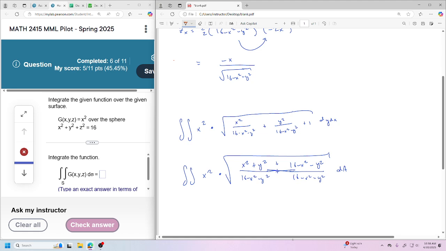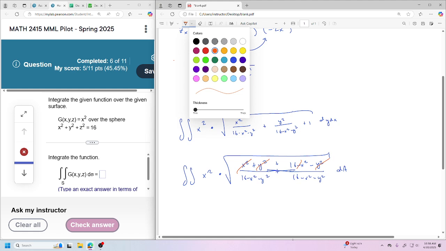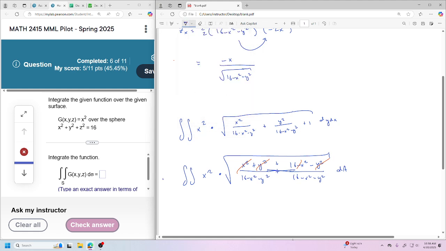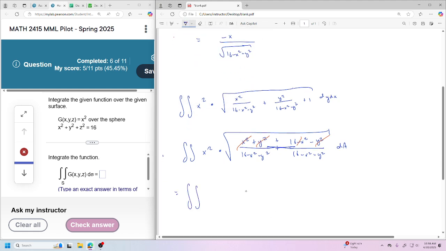If they're all in the same numerator now. Cool. Yes, beautiful. So much easier. And so let's rewrite this a little bit. We got x squared. I got my 16 over a single common denominator now. I don't like that. I just want dA at this point.